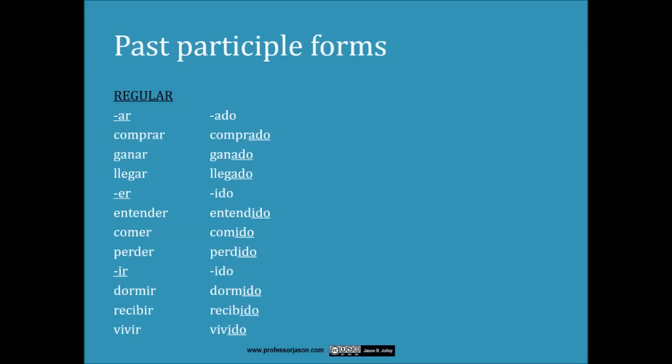Now, as far as coming up with the past participle form of regular verbs, of your main verb, right, in that dependent clause, it's pretty straightforward. I'm guessing you've come across this before and you're familiar with it, right? AR verbs, ado, right? ER verbs and IR verbs end in ido. So, comprar, comprado, ganar, ganado, llegar, llegado, right? ER verbs like entender, comer, perder, entendido, comido, perdido. IR verbs like dormir, recibir, vivir. You can see dormido, recibido, vivido.